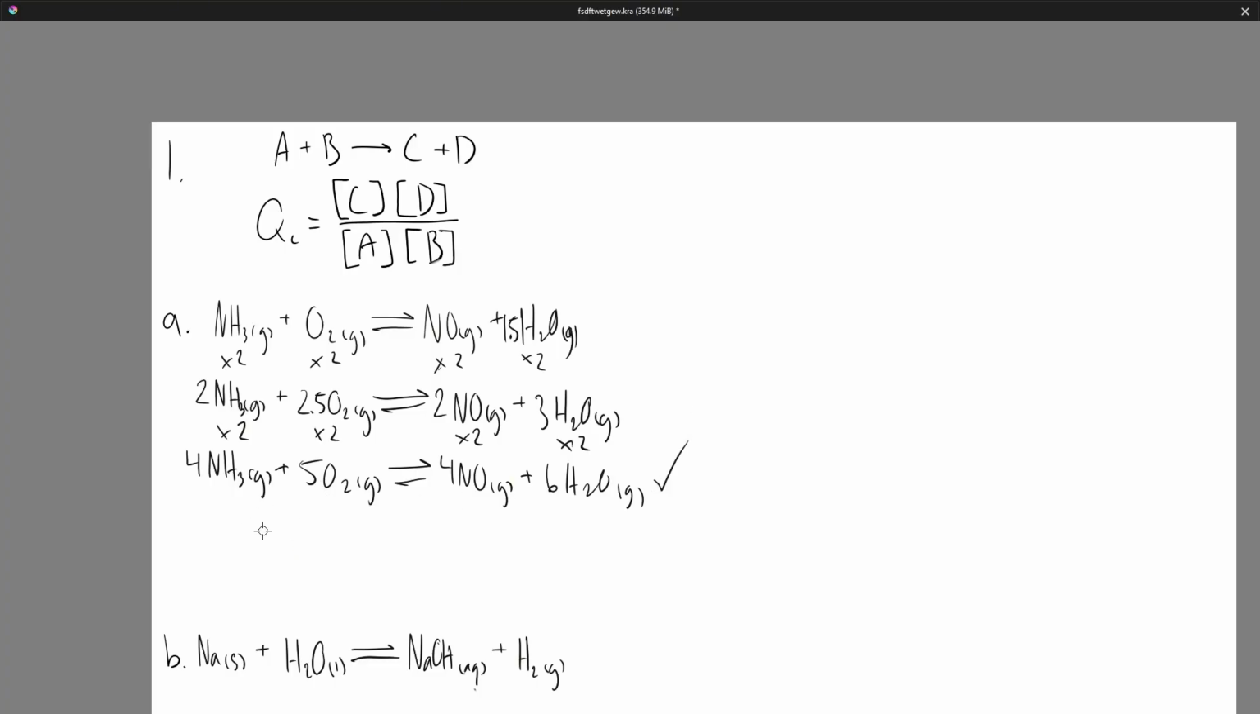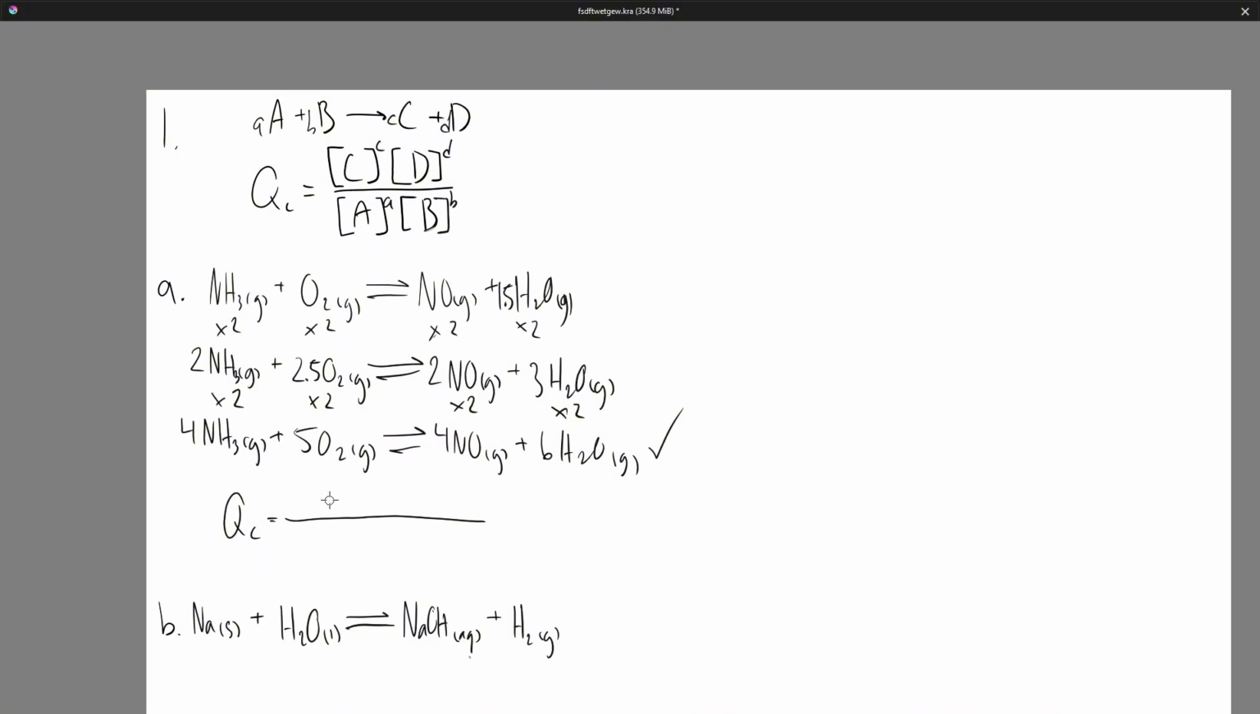Now for the QC, we want to convert each coefficient in front of its respective molecule into an exponent. So I forgot to add that here too. It's C, D, A, B. So whatever is in front of these species becomes their exponent. So we'll do that here.